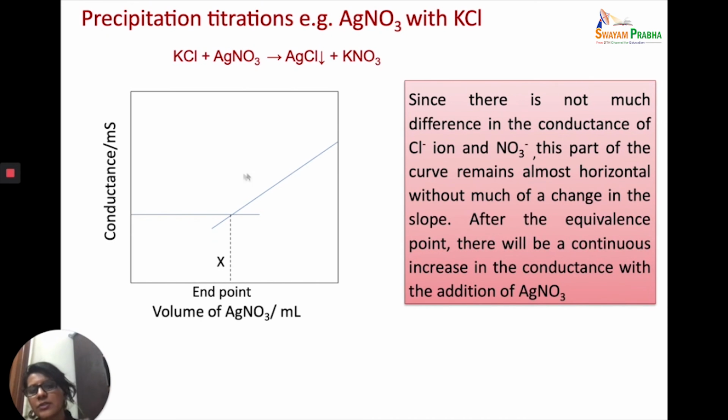Now because there is not much difference in the conductance values of Cl- and NO3-, you observe an almost horizontal line when you add AgNO3 to the KCl. But once the equivalence point has been achieved, you see an increase in the conductance value, which is continuous in nature. So you can use conductometric titrations for precipitation titrations.